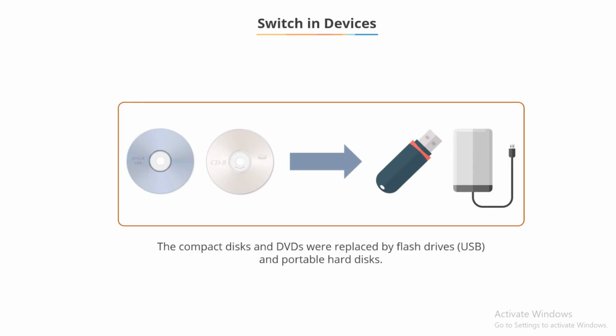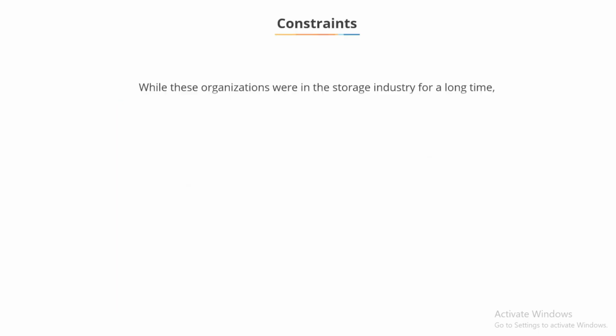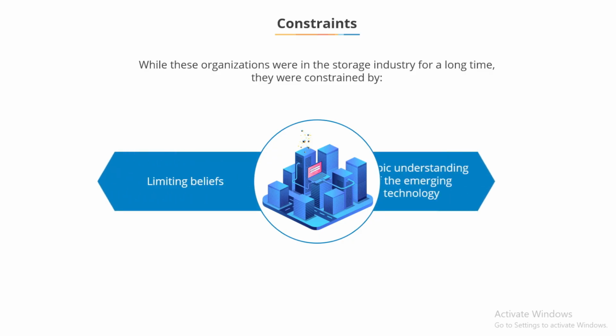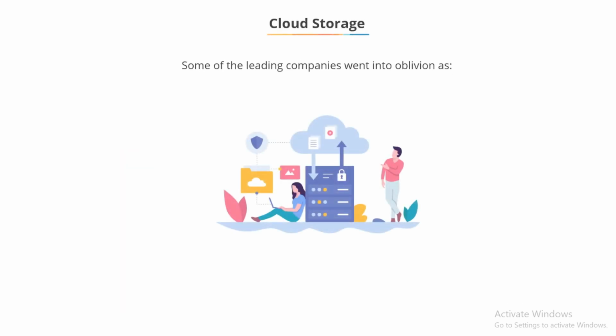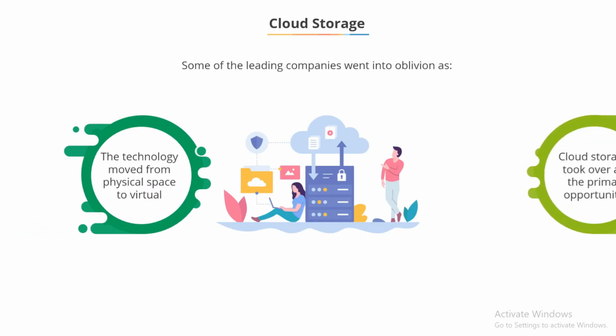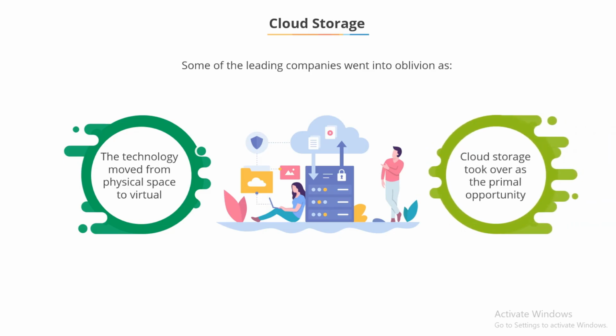The compact discs, with a storage capacity of 650 MB, and DVDs, with a storage capacity of 1 GB, were replaced by flash drives, or USB, and portable hard disks. While these organizations were there in the storage industry for a long time, including the VCRs and audio tapes manufacturing, they were constrained by their limiting beliefs and myopic understanding of the emerging technology. Some of the leading companies went into oblivion as the technology moved from physical space to virtual. Cloud storage took over as the primal opportunity.